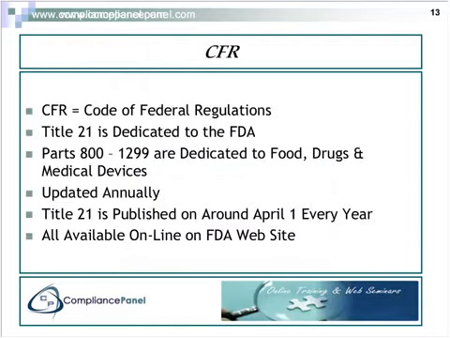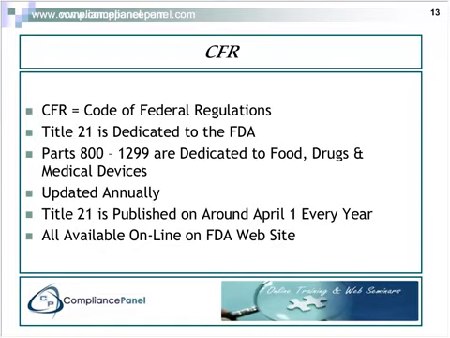Okay, so what is a CFR? A CFR is the Code of Federal Regulations, and it's the codification of general and permanent rules published in the Federal Register every day by the executive departments and agencies of the federal government. There are 50 different titles listed on the government website, and all these CFRs are available online. And Title 21 is dedicated to the FDA, with parts 800 to 1299 dedicated to food, drugs, and medical devices.